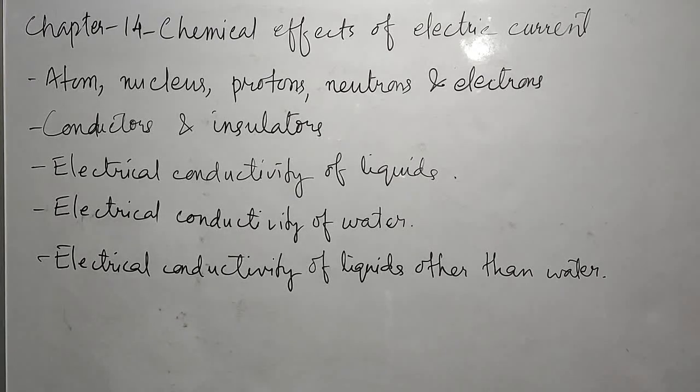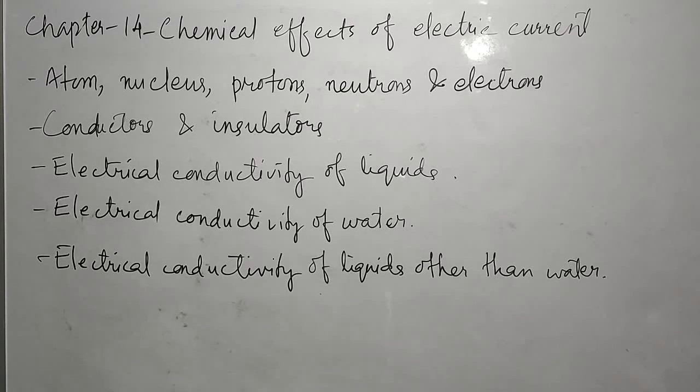In this video, I'll be discussing some topics from chapter 14, that is chemical effects of electric current. Before I move on to the topic, let us learn what is electricity. Electricity is a form of energy which is used for running machines, appliances, and all types of gadgets. Electricity is used in the form of electric current.